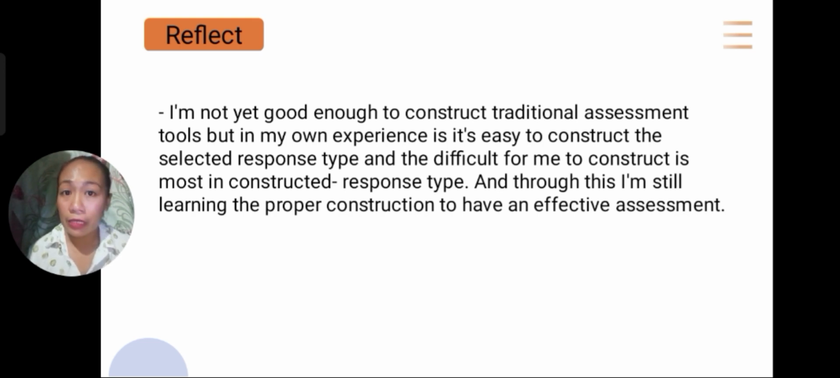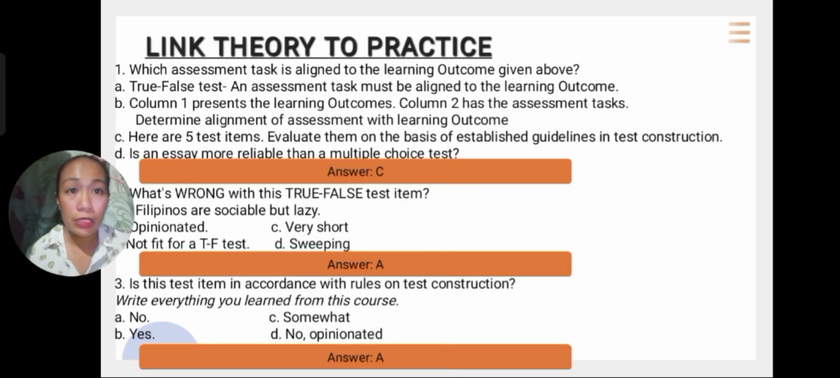My reflection: I'm not yet good enough to construct traditional assessment tools, but in my own experience, it's easy to construct the selected response type, and the most difficult for me to construct is the constructed response type, for example, the problem solving. Through this, I'm still learning the proper construction to have an effective assessment. So we proceed to the link theory to practice.